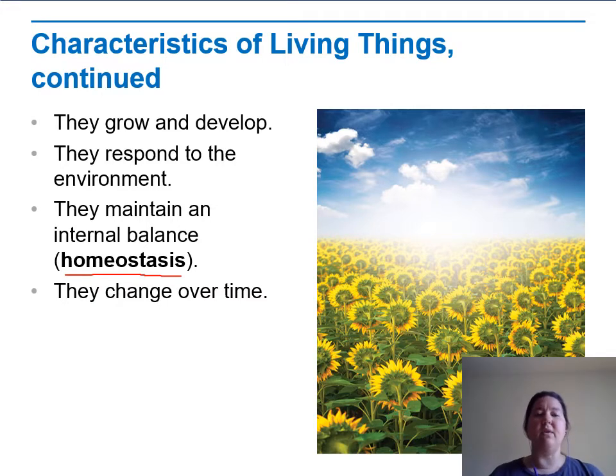Now most of these things all refer to individual organisms. Individual organisms do all of these things. In the case of changing over time, that's the species as a whole. So as fast as that happens depends entirely on how fast a species will reproduce.